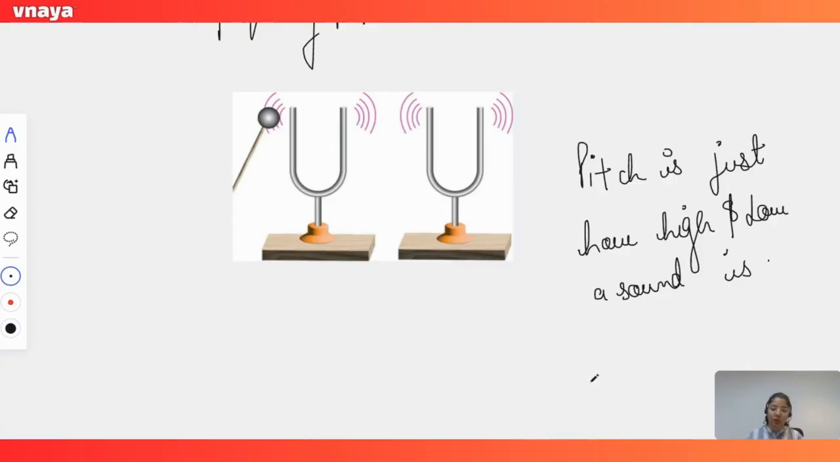Some sounds are squeaky, like a mouse, and others are deep, like a lion's roar. So the pitch can be very high sometimes. Now you know the science behind sound, and I hope you love exploring the science of sound with me today.